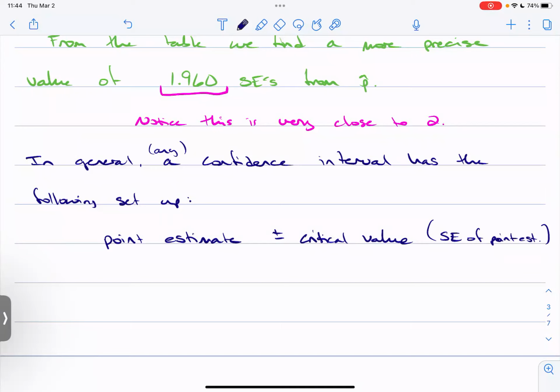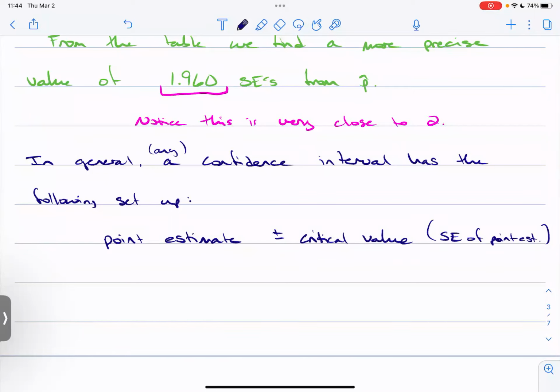Now, I'm not going to do this, but what I could do for each section is tell you what the point estimate is, what the standard error of the point estimate is, and what distribution the critical value follows. And then you can just build a confidence interval. We're not quite there yet, but that's where we're going to get to.